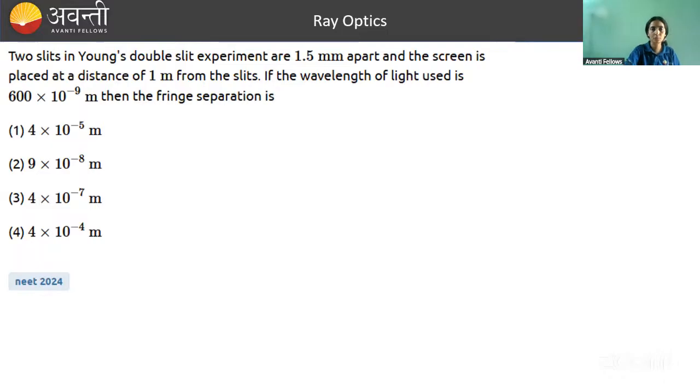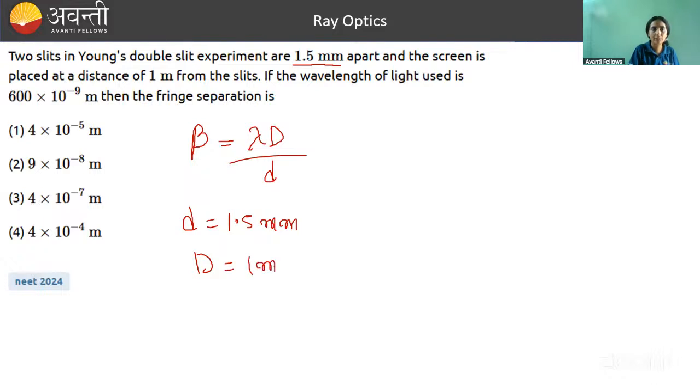What is the formula for fringe separation? The distance between two fringes, indicated by beta, is lambda D by d. Okay. So two slits in Young's double slit experiment are 1.5 millimeter apart. So small d is given as 1.5 millimeter, and the screen is placed at a distance of 1 meter. If the wavelength of light used is this, then what is the fringe separation? You simply need to put in the formula.